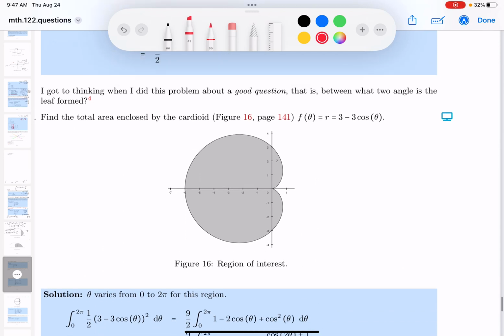Okay, so after I did the problem, I started to think about it, and that's one of the things that you should be doing when you're doing a problem, not just finishing it, but thinking about it. And I think it's a good question, but it did cost me some issues that I had to think through. It says, over here, between what two angles, I guess I should pluralize that, is the leaf formed.